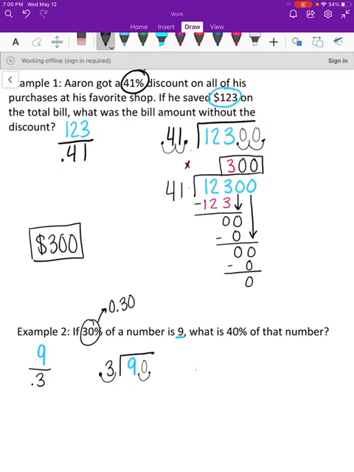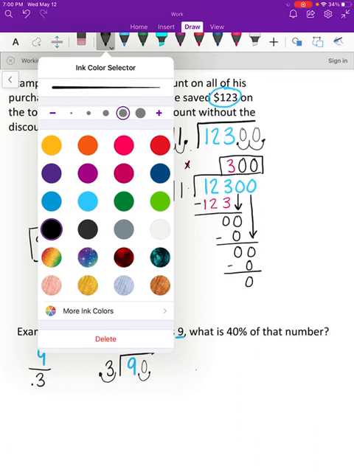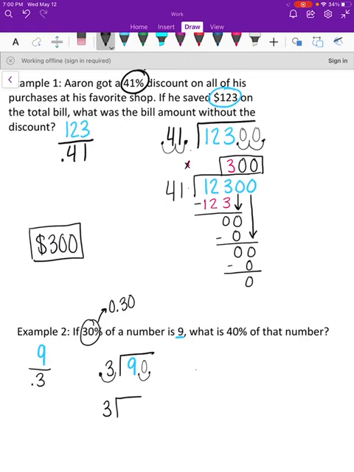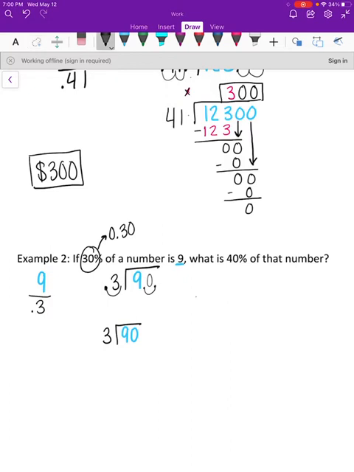So now we're actually going to do 3 divided by 90. Move this up a little bit again so it doesn't get in the way. All right, so 3 goes into 9 3 times. 3 times 3 is 9. 9 minus 9 is 0. We're going to drop down that second 0. 3 goes into 0 0 times. 0 times 3 is 0. 0 minus 0 is 0.